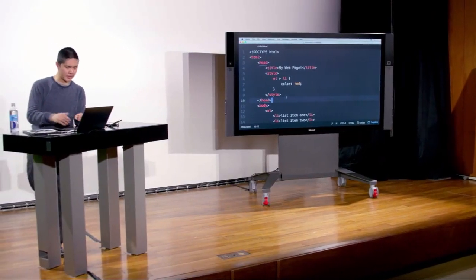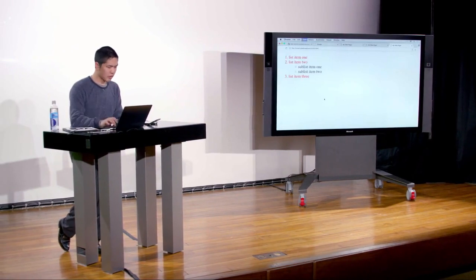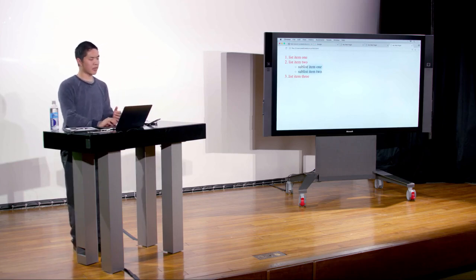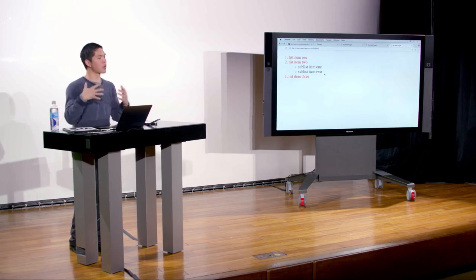So if we open up that website and take a look at what that looks like by opening up child.html, this is the result. Right? The immediate children of the ordered list, the numbered items, all show up as red, but the sublist items, the things that are contained within the unordered list inside of the ordered list, those aren't styled. Those are still colored black because they're not immediate children of the ordered list. They're grandchildren of the ordered list.